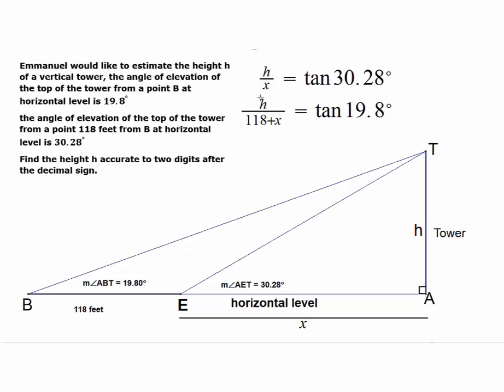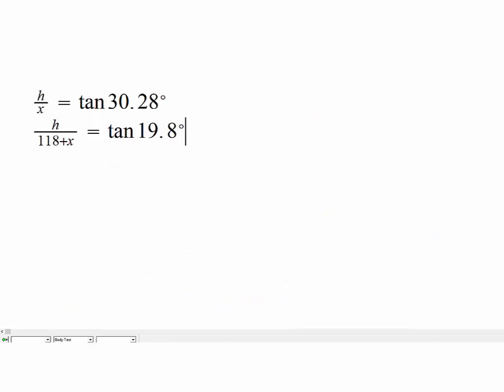So now that we have our two equations and we would like to eliminate x to obtain h, let's go to our calculation slate. So here are our two equations. Let's multiply this equation by x. So what we will get is that h will be x times tangent 30.28 degrees.